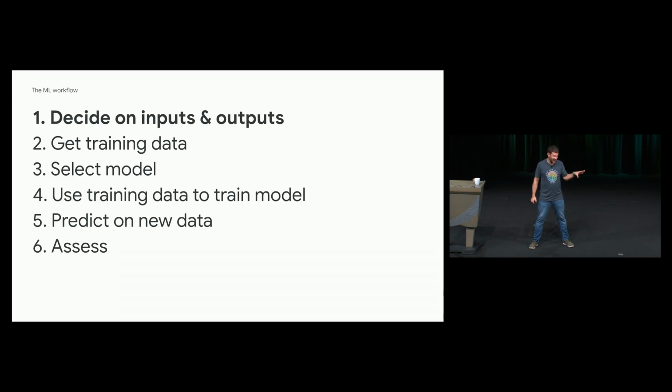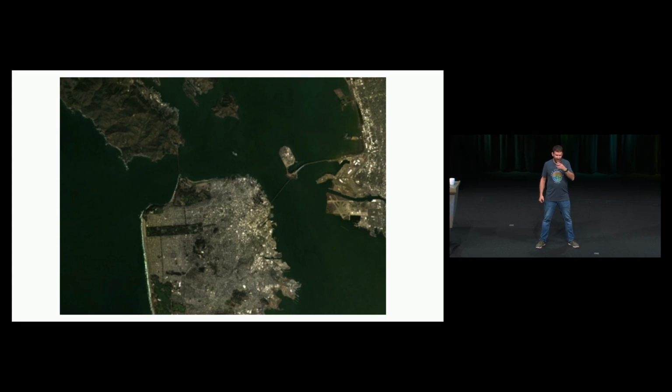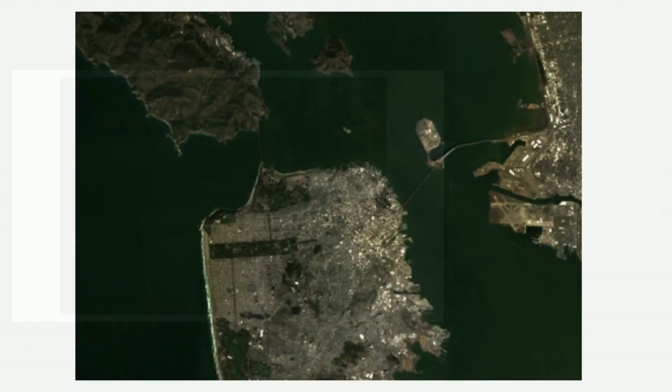So let's talk about land classification and go through this process and explain how it could work. First, you need to decide on your inputs and outputs. Let's say we're working with Landsat data. What we want to do here is classify each of the pixels in this map as belonging to one of three classes: vegetation, water, or urban area.